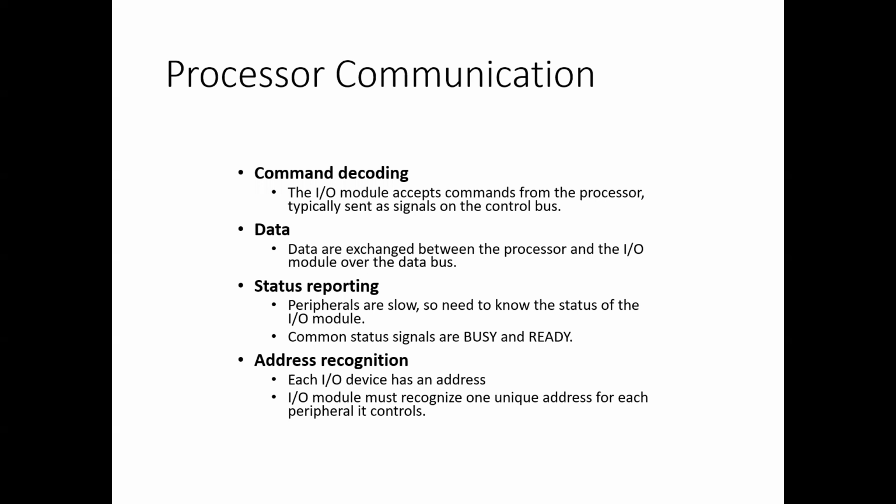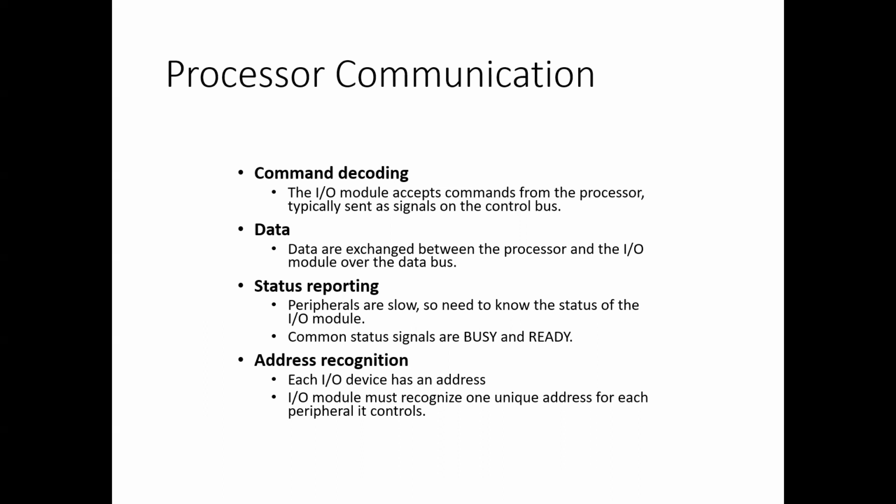Data are exchanged between the processor and the I/O module over the data bus. They can also do status reporting. And again, peripherals are slow. Things like printing takes a long time. So you need to know the status of the I/O module, and it can tell you, hey, I'm busy or I'm ready to receive more requests.